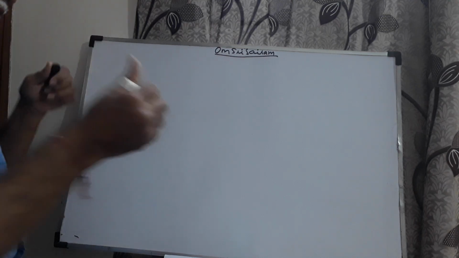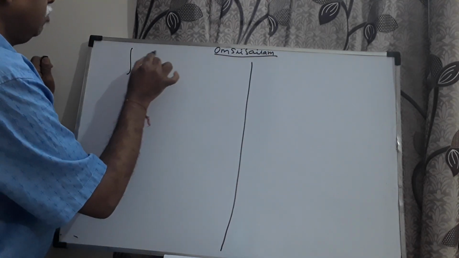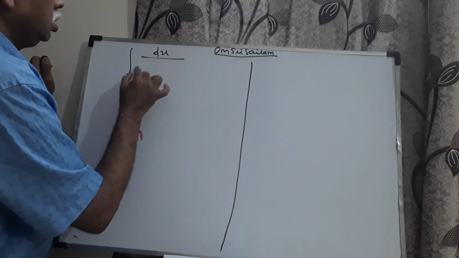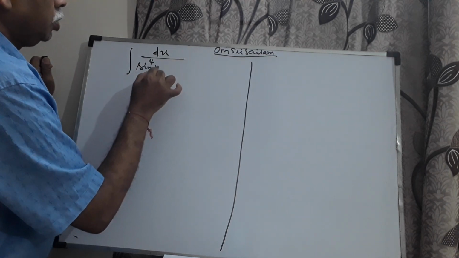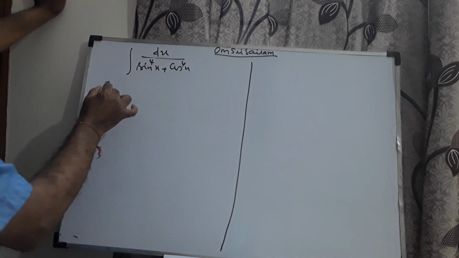In this video presentation, we'll discuss some more problems meant for class 12 of CBSE. The first problem meant for today goes like this. I'll write the question directly, I'll move on to the problem directly. Evaluate integral dx by sine power 4x plus cos power 4x. This is the question given to you.